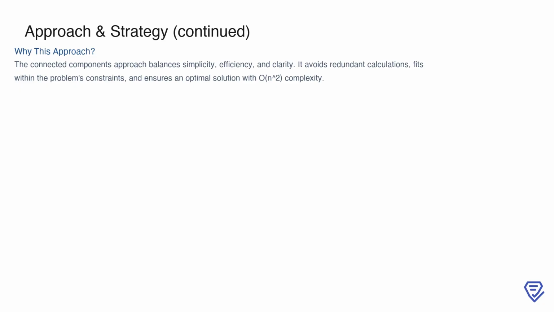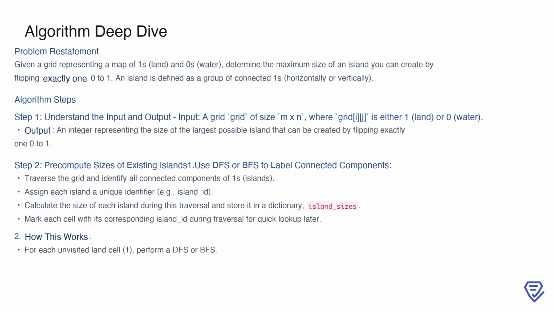the problem. To solve the problem, we begin by understanding the input and desired output. The input is a grid consisting of ones and zeros, where 1 represents land and 0 represents water. The task is to determine the maximum possible size of an island after flipping exactly one water cell, represented by a 0, into a land cell, represented by a 1.